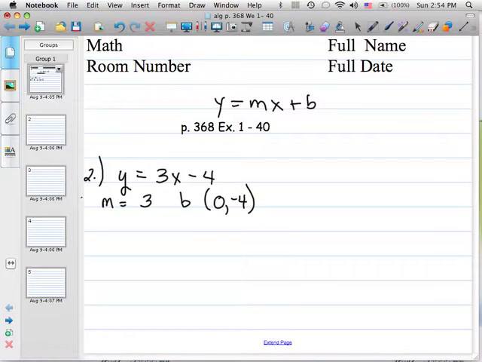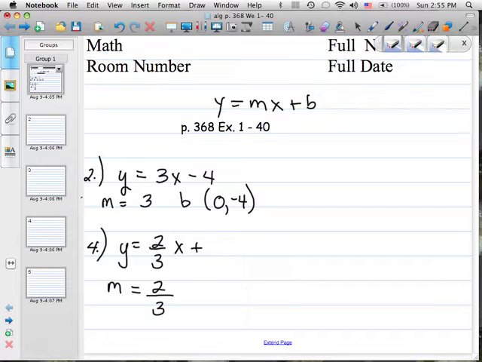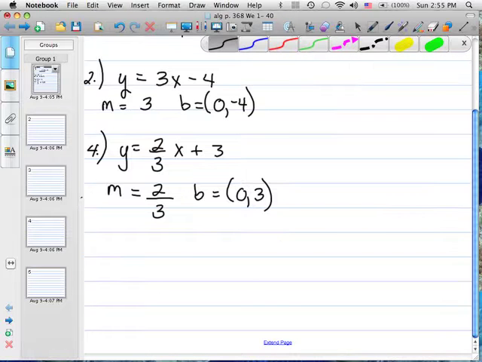Okay, and number 4, we have y equals 2/3 x plus 3. And again, this is in slope-intercept form, so the number in front of x is the slope, 2/3, up 2, right 3. And the intercept for number 4 was 3, identified by b. X is 0, y is 3. So it's going to cross at 0, 3.